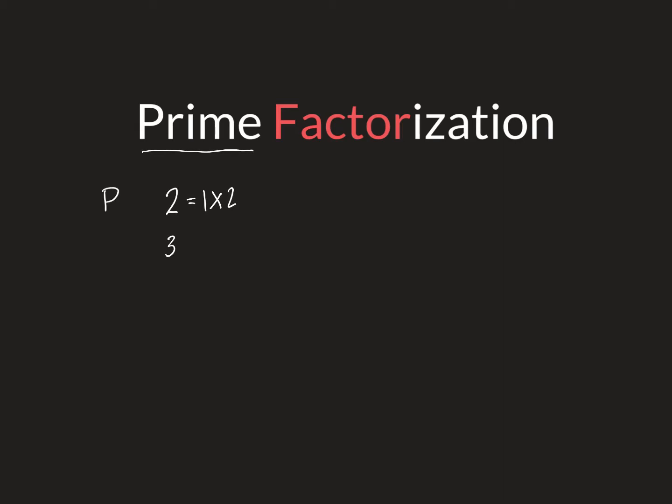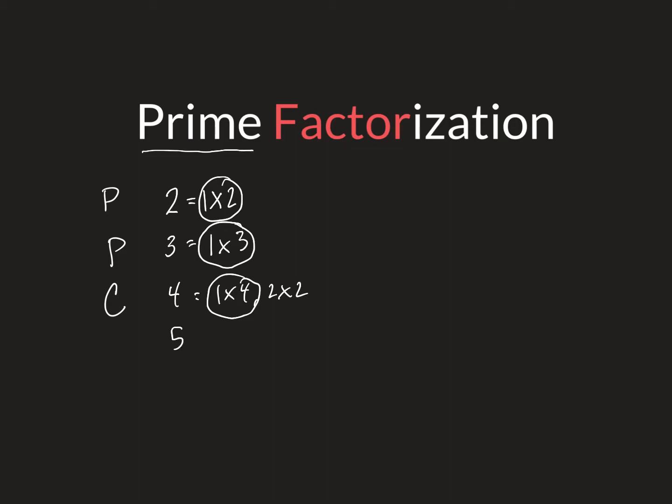Let's try the number 3. What factors does 3 have? 1 times 3, any others? Nope. So it must be prime. Notice that these prime numbers have two factors, and it's always 1 and that number. Let's go to 4. Well, it's got 1 times 4, but it also has 2 times 2. So that means it's not prime. See, it's got more than just this. So we call that composite. If you're not prime, you're composite.